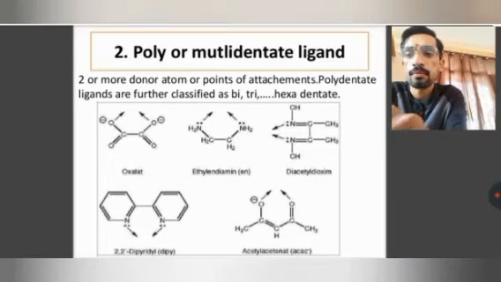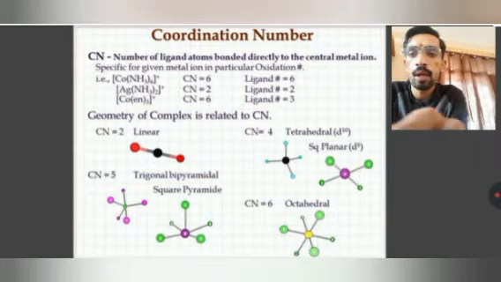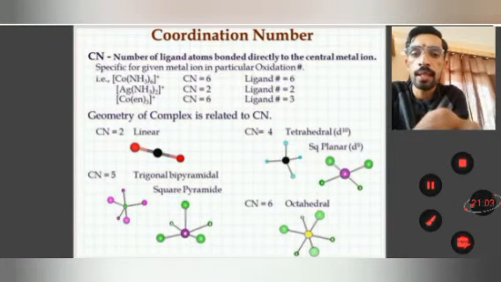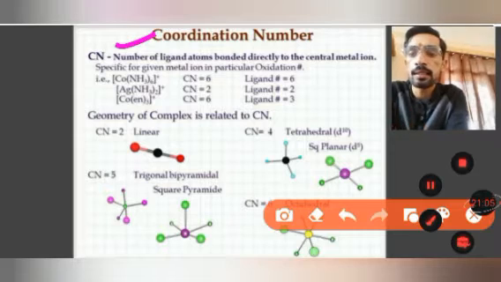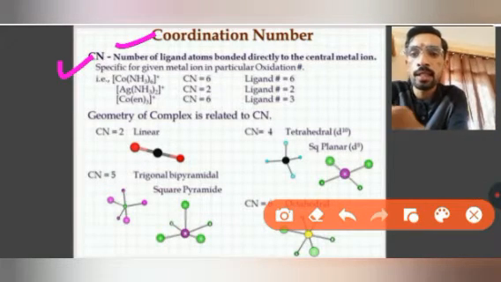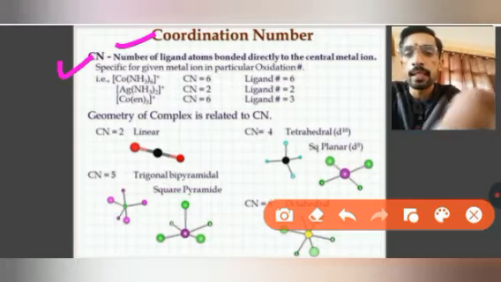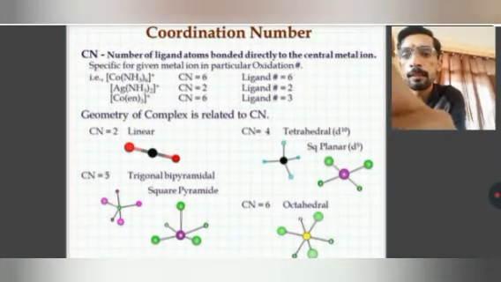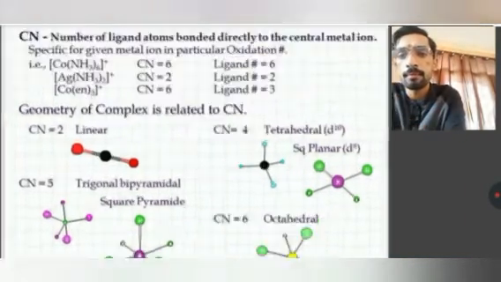Okay, so next is the coordination number. Now what is the coordination number? It is the next important term. The coordination number is a number, which is written. The coordination number is the number of ligands. If I zoom in a little bit, it is the number of ligands.